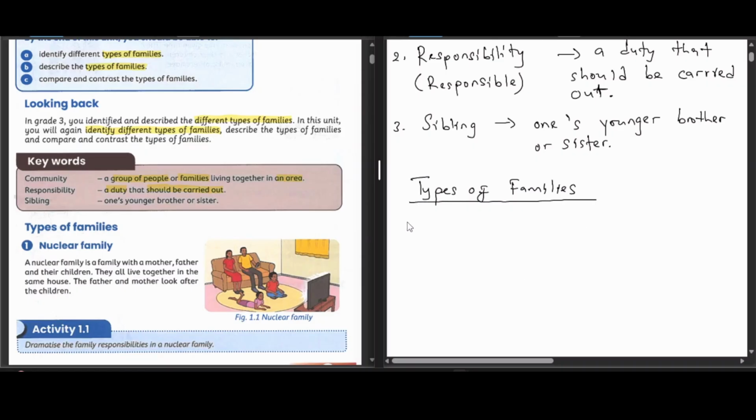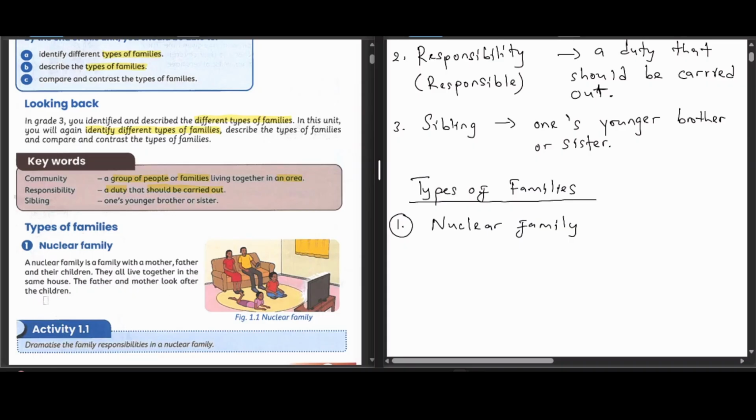We have what are called nuclear families. So what is a nuclear family? Let us look at the picture we are given. This is a nuclear family. Why? Because we have a father and a mother, then children, a boy and a girl. They are enjoying their evening, watching some TV.